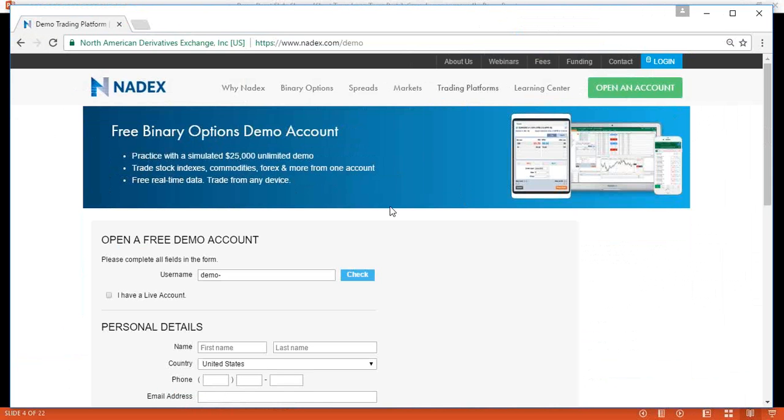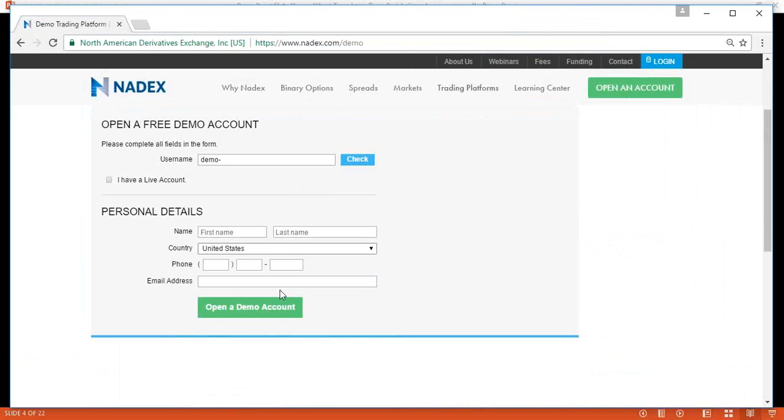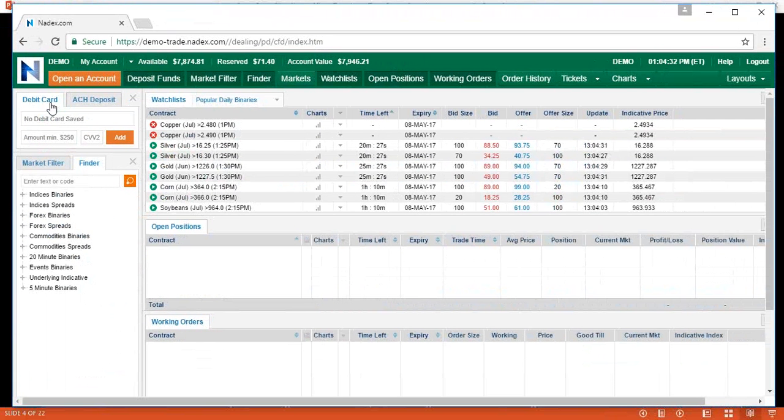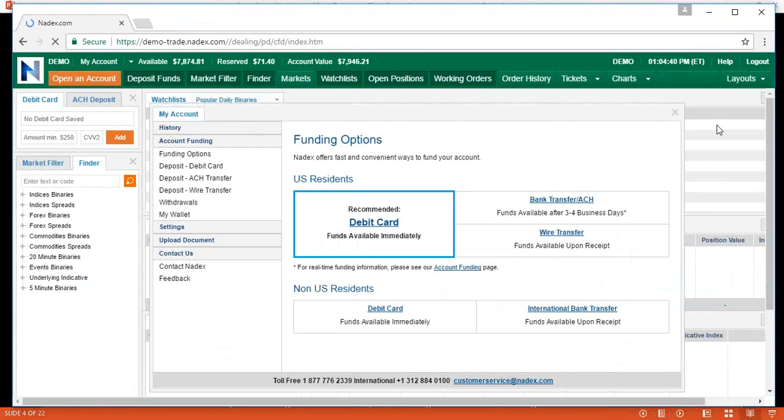Nadex will give you a free demo account with $25,000 of practice money in it. All you've got to do is select a username, fill out some quick info, and hit open demo account. In just a few moments, you'll get an email from Nadex with a temporary password. You can log right in and get right into the Nadex demo account. From there, you can go right up here to My Account.